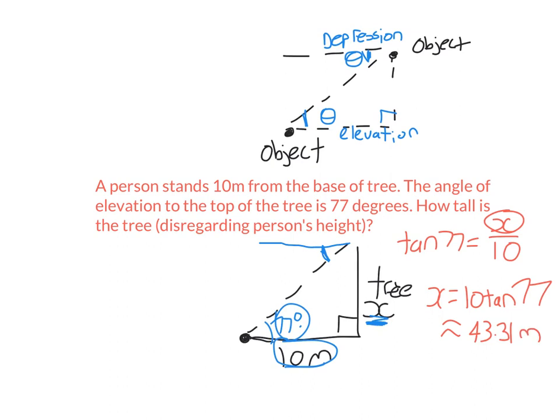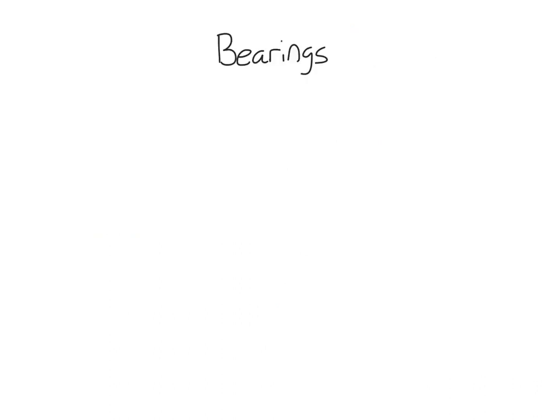Now we're going to go through the other type of application that you learned, which is bearings. Bearings help us know about the direction in which something has traveled. You can use words to describe it, but that's not precise enough. For example, you might have a plane that starts here. You might say it's gone northwest. Well, that could be in this direction, or it could be in this direction.